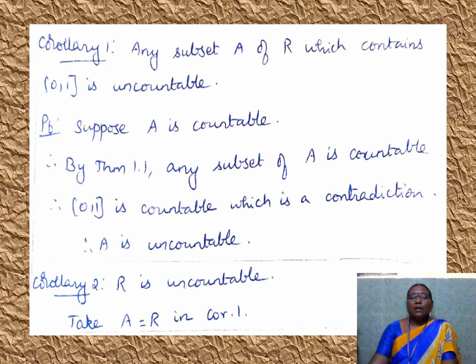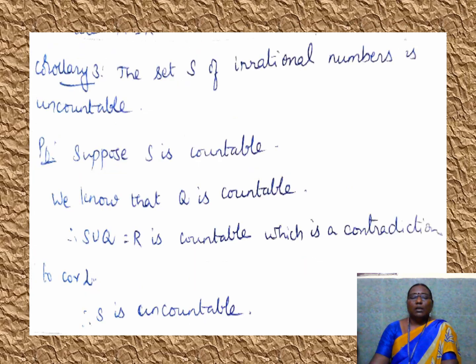Now corollary 2: R is uncountable. So in the previous corollary, instead of A, if we are taking the set R, then automatically we arrive at the result that R is uncountable. And in corollary 3, we say that the set of all irrational numbers is also uncountable. Remember, we have seen that the set of all rational numbers is countable. But here the set of all irrational numbers is uncountable.